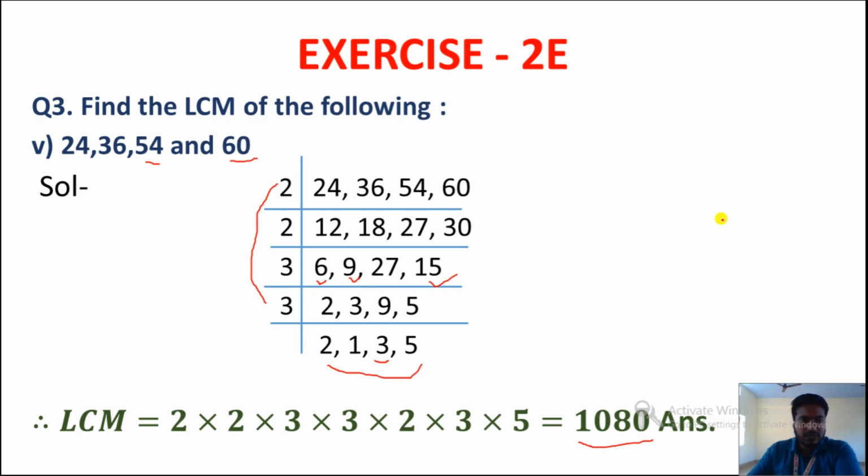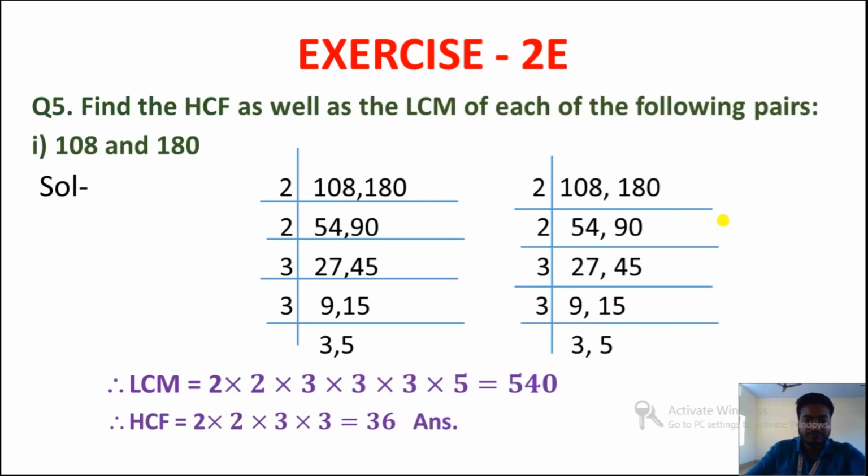Now let's move to the next question, question number 5. The question is find the HCF as well as LCM of each of the following pairs. Okay, here we have question number 1, 108 and 180. Now in this question we have to find out the HCF as well as LCM. So both things we have to find out. HCF we already studied, and LCM right now we are discussing. Clear now? So let's solve this question.